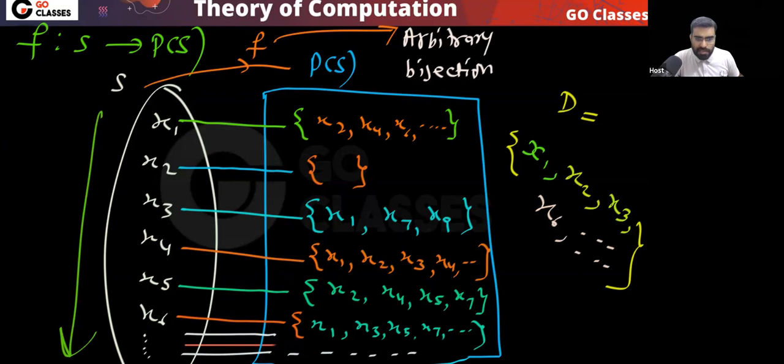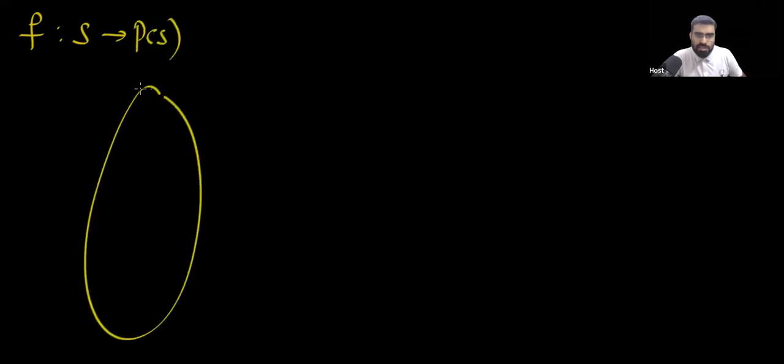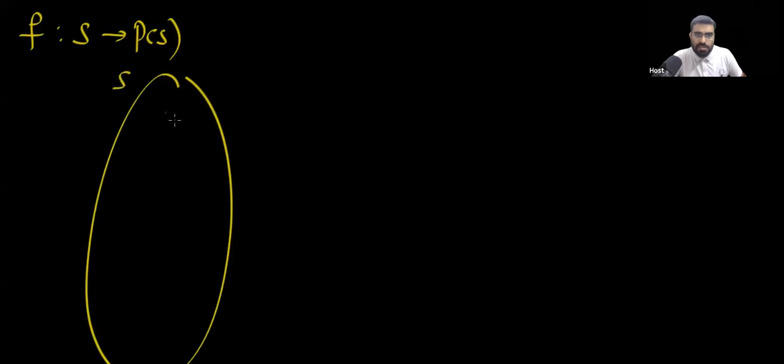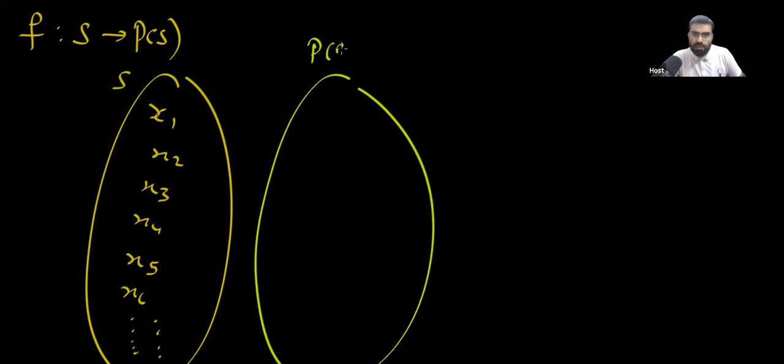So tell me, how am I creating D? Did anyone notice what I did? See, I am assuming that you have a random bijection from S to PS. This is your set S, in which you have elements like x1, x2, x3, x4, x5, x6, and so on. And here is the power set of S. We are assuming there is a bijection, a random, arbitrary bijection.